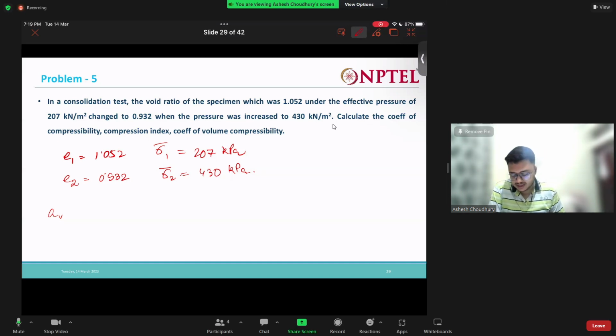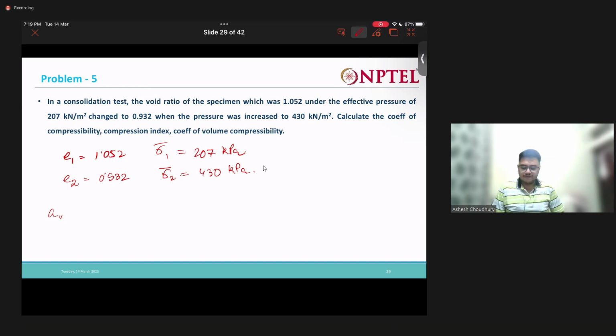What is the coefficient of compressibility? It is av. This is some slope, right? The slope of which curve? If you can tell, my coefficient of compressibility is the slope of which graph?